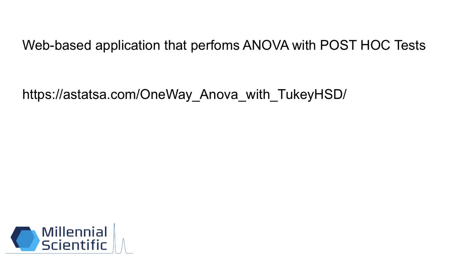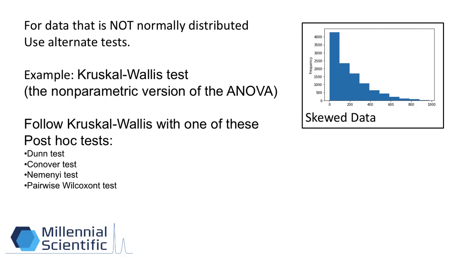This is the URL of that web-based application that we used to run the one-way ANOVA with the Tukey test. And also, so far we've only been talking about data that's normally distributed and the tests that are used for normally distributed data. However, if you're dealing with non-parametric data or data that is skewed, like pictured here, you could use something like the Kruskal-Wallis test. That is the non-parametric version of the ANOVA. To follow up the Kruskal-Wallis test, you typically use, say, the Dunn post hoc test or one of these other tests that I have listed here.